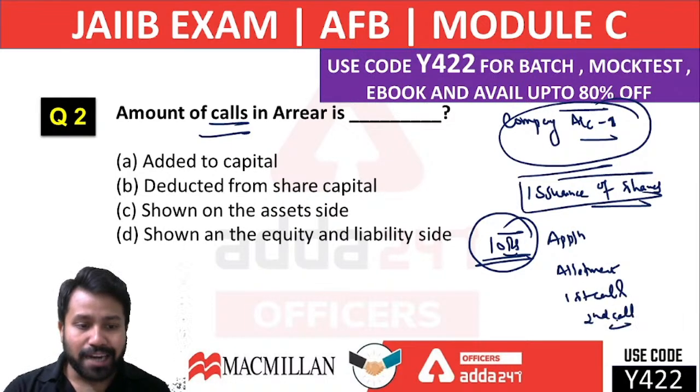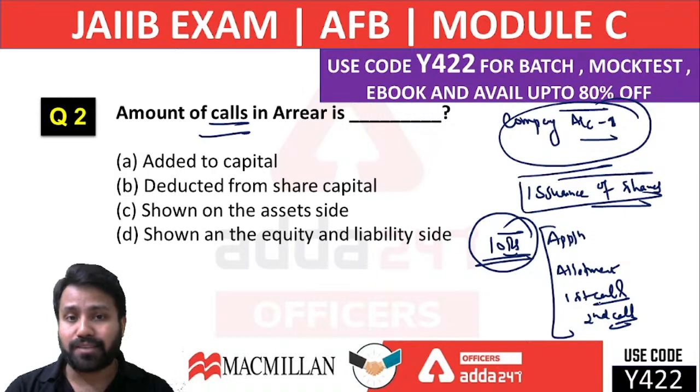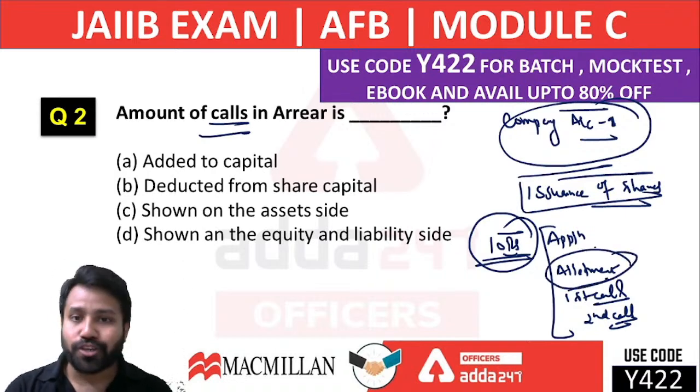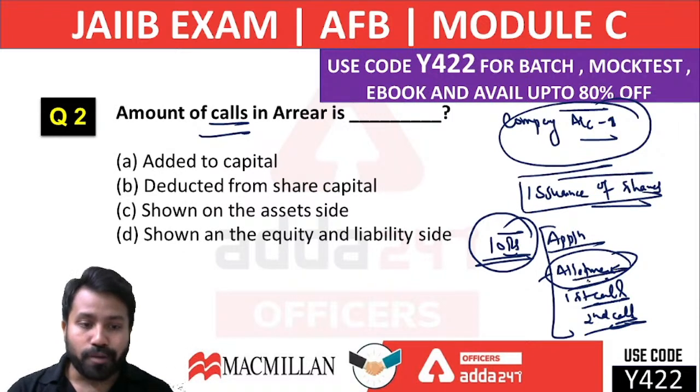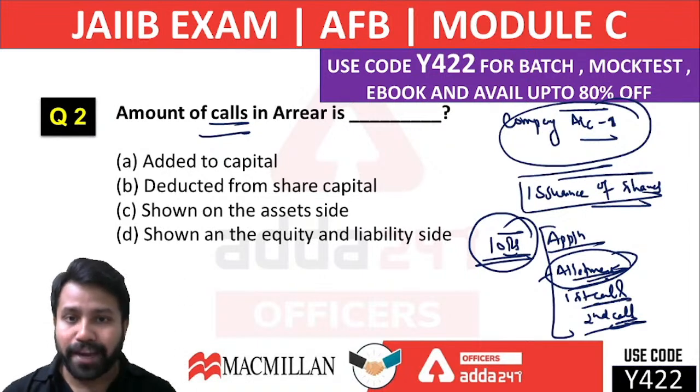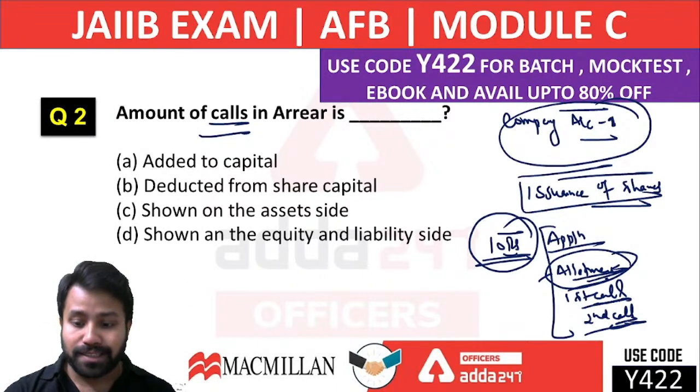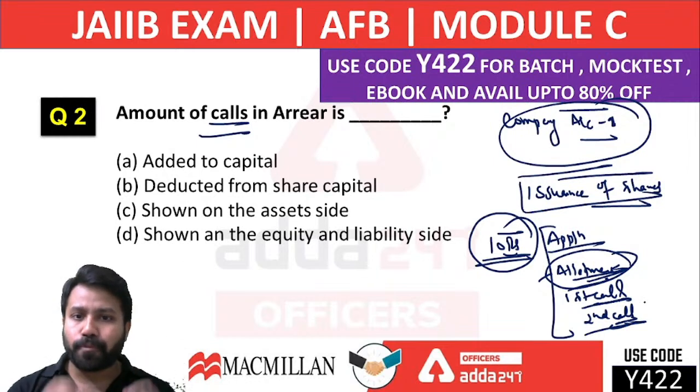The word call is introduced after the allotment stage, when the company has got the shareholders. So there is the application stage, after that the allotment stage, after that the first call, and after that the second call. After allotment, every installment is named a call. If calls are made on the allotted shares, there is a liability on the shareholders to pay that amount.